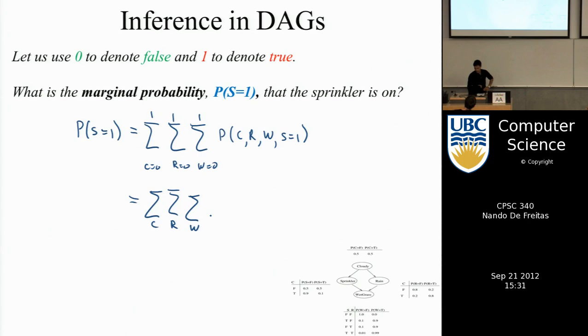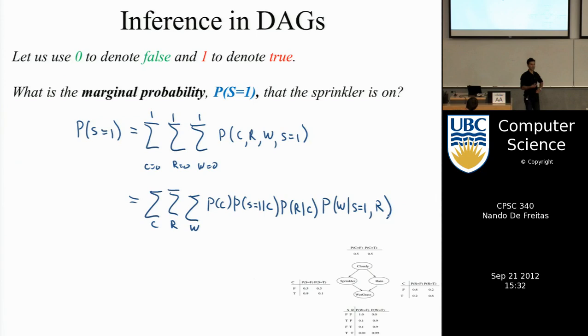Now, the first simplification we can exploit is the graph. What's the probability of this graph? It's the probability of each node given its parents, and it's a product of them. So we have P of C, P of S equal 1 given C, P of R given C, and then P of W given S equal to 1 and R. So that's just by reading it off the graph. It's a probability of a variable given its parents. And C does not have parents, so it's just a variable. Now, the reason why I've written it in this way is because I have all these terms. This is P of C.